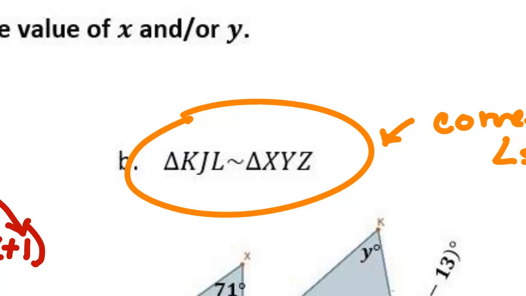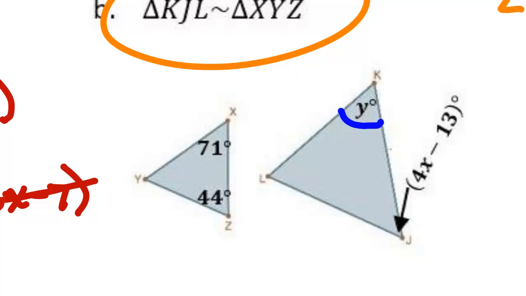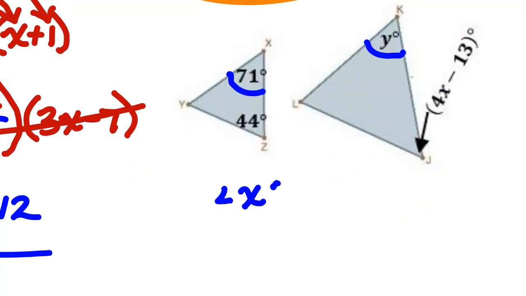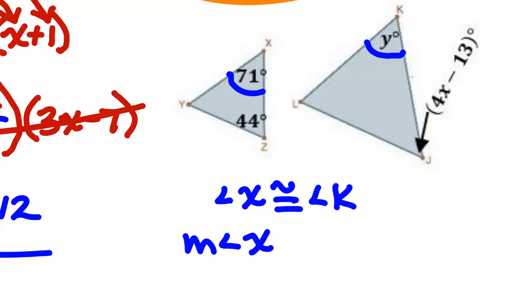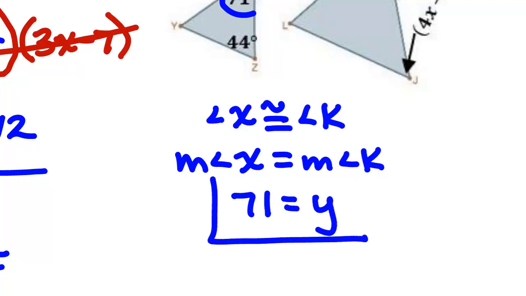And we can read this similarity statement to figure out which angles are the corresponding congruent angles. We know that angle K is congruent to what angle on the other triangle? Angle X. So I'm going to go ahead and mark that on my picture. Angle K is congruent to angle X. Well, angle X is 71 degrees. And what does it say about K? K is Y degrees. So how big is Y? 71. Angle X is congruent to angle K. So the measurement of angle X is equal to the measurement of angle K. So 71 is equal to Y.